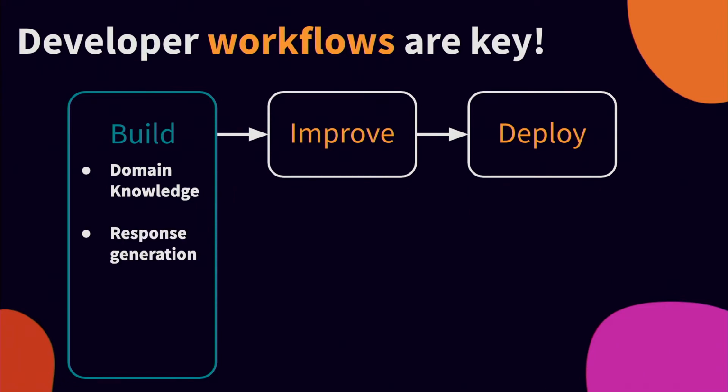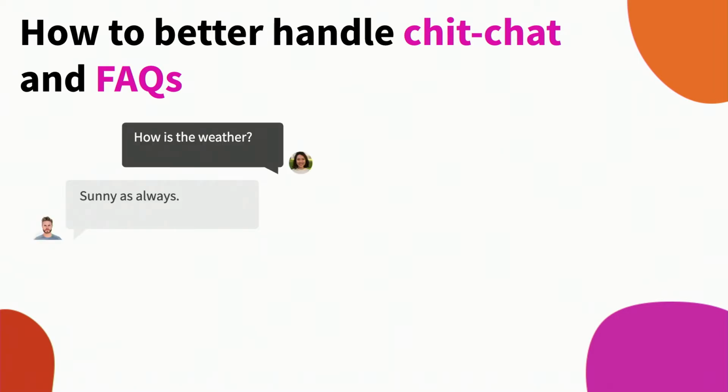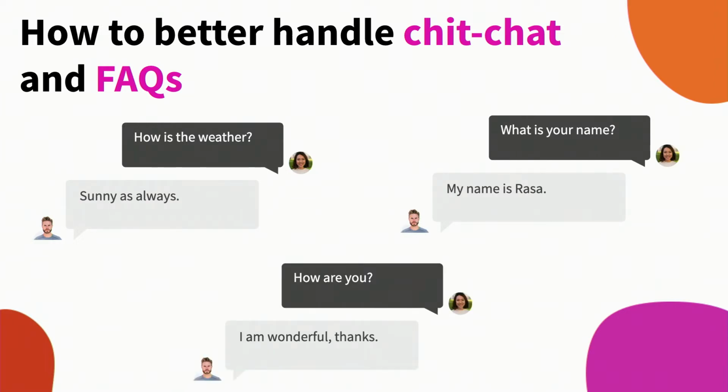Another thing we've been looking into to make it easier to build bots is response generation. A common question is how to handle chit-chat and FAQs. The common thing is that they are single-turn interactions. The user asks one message, and the bot responds with one message, and then that interaction is done. But there are lots of them, right? So we have "what's your name" in this case, or "how are you".